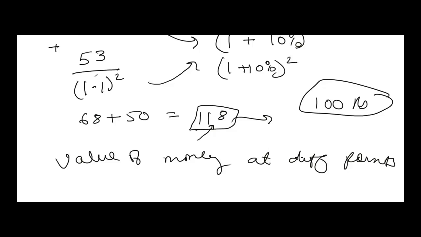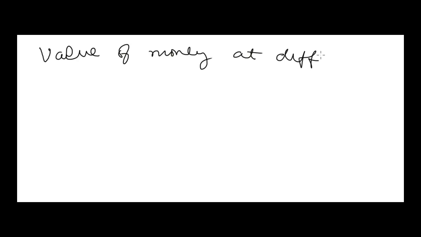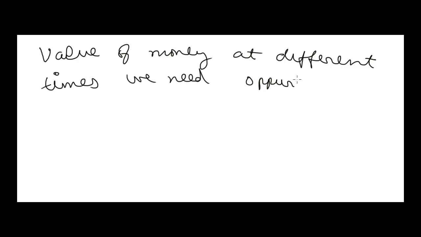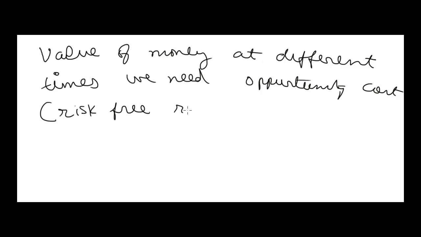So I'll quickly revise all that we did. To calculate the value of money at different times, we need the opportunity cost. In simpler terms, that is the risk-free rate. In even simpler terms, you can understand this term as the FD, or the money that you get when you do an FD in the bank. So we'll use that.